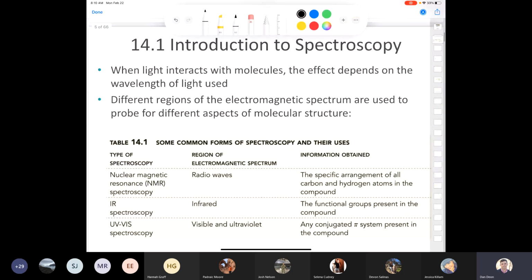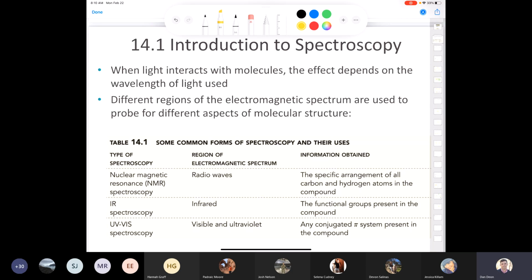Now, if you're wondering, Mr. Dion, what's the whole point of this chapter? Like, I understand light, I understand frequency, I understand wavelength, I understand Planck's constant, I understand speed of light, no problem. But what's the point? Like, what are we doing this for? Before we were talking about formulas and functional groups and all these different things. Well, here's the answer. It says when light interacts with molecules, and again, we're interested in infrared light, the effect depends on the wavelength of light used.